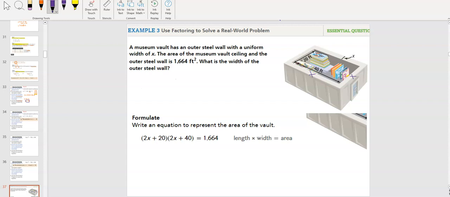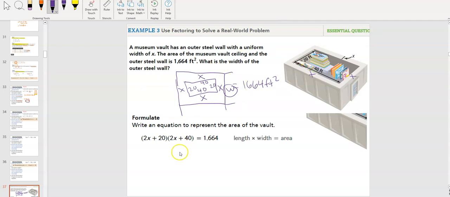So we already know that if I take the area of the ceiling and the outer steel wall, if I take the whole entire shape, I already know the area of that is 1,664 feet squared. We want to know the width of the steel wall. Okay, the width here, we know this is x on all sides. This is 20 and this is 40. But we don't know what this is, and I don't know what this is. This is the piece that I need to know.